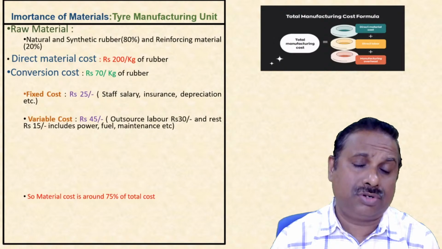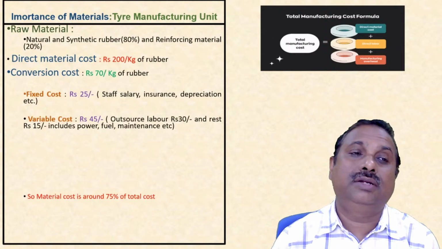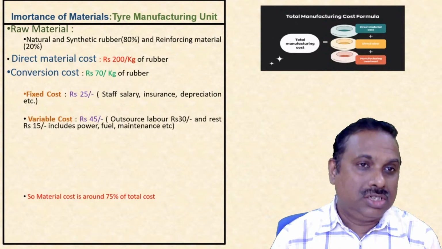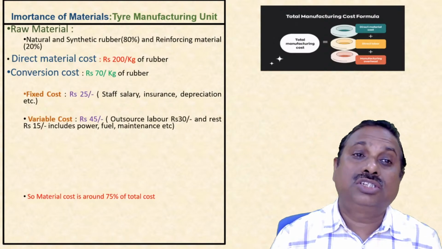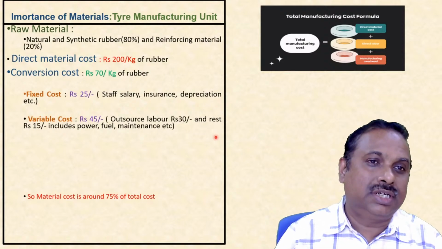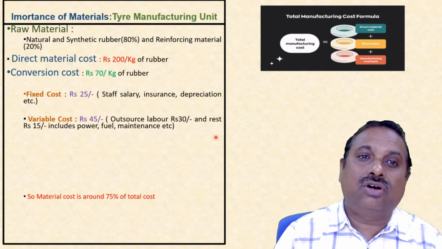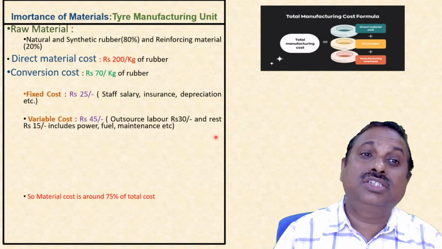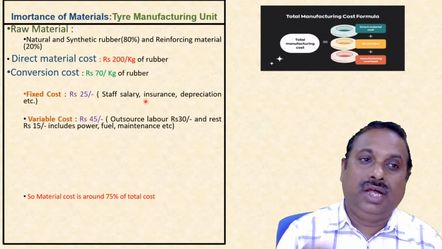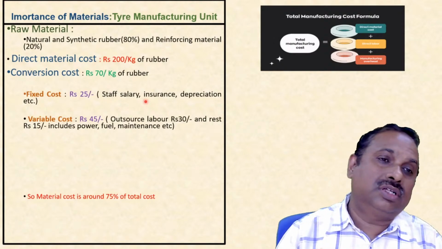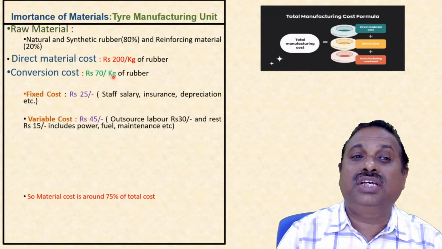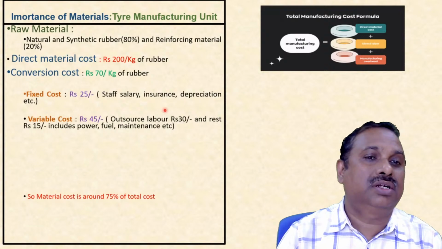Heavy vehicles need more natural rubber, and light vehicles need more synthetic rubber. So rubber constitutes 80% and reinforcement material 20%. Then the direct material cost, this rubber and all, is 200 rupees per kg of rubber. And the conversion cost is rupees 70 per kg of rubber.